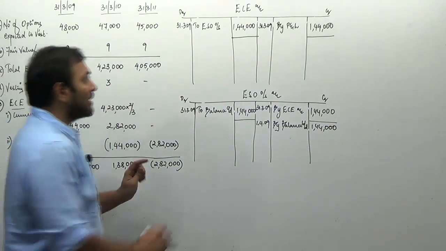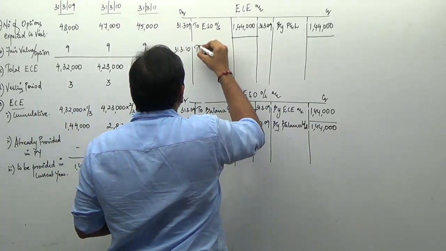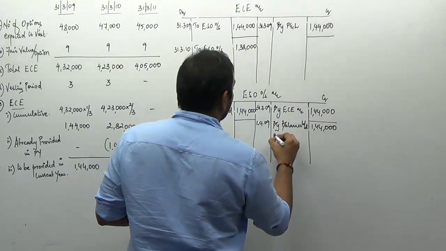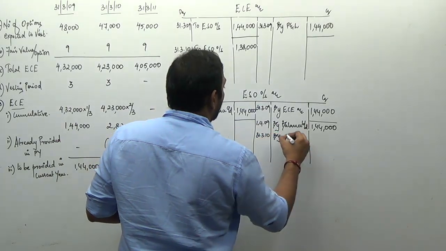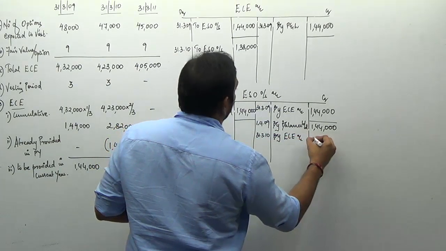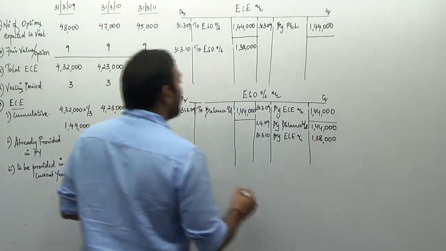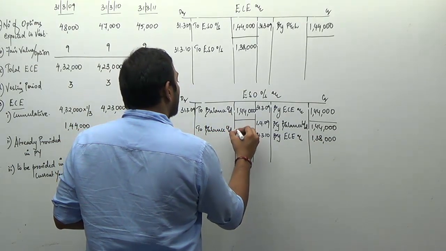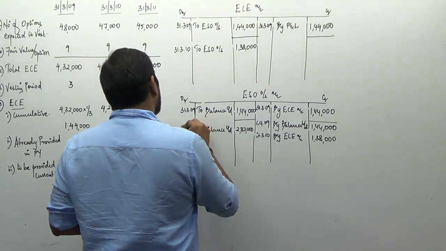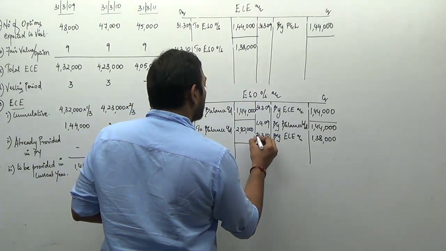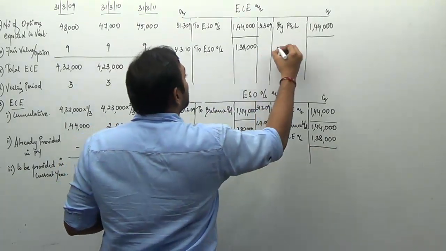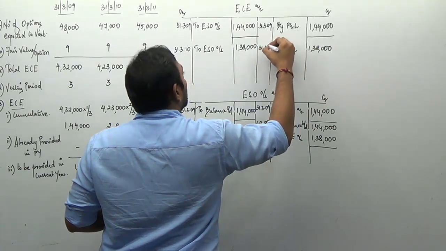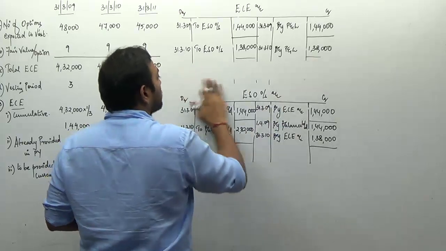Come on, next year entry. Record a provision for 1,38,000, repeat the entries. Date is 31st March 2010. ESO outstanding 1,38,000. Balance carried down 2,82,000. Balanced on 31st March 2010. This one always transfer to P&L, by P&L 1,38,000, 31st March 2010. That's it.